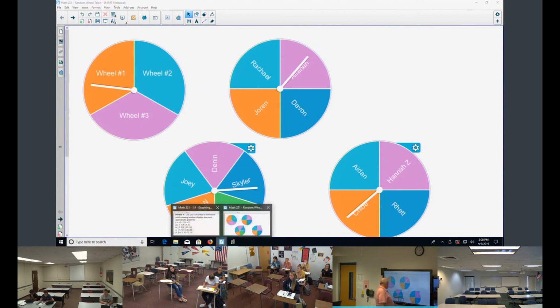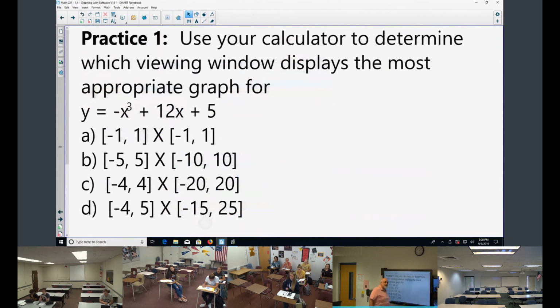All right, so Lana, which viewing window do you think is the best? A, B, C, or D? D. Yeah, I think D.